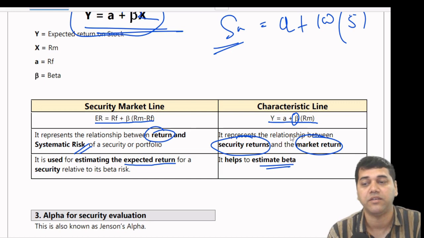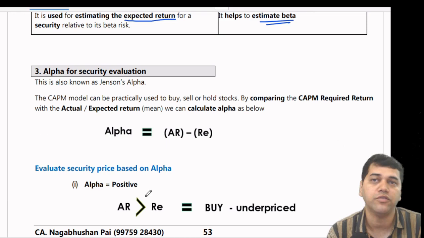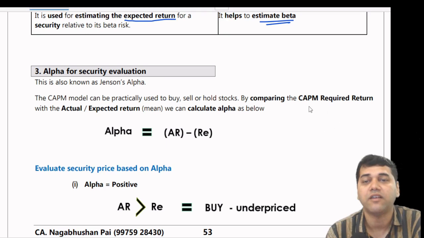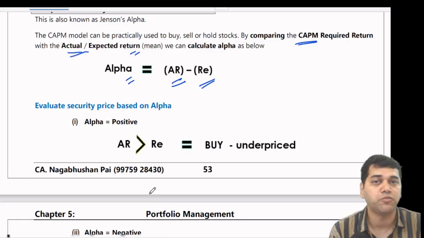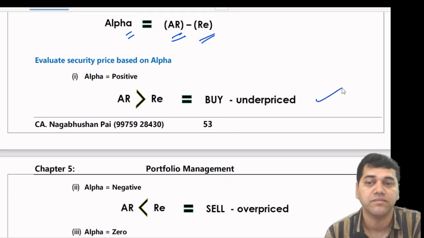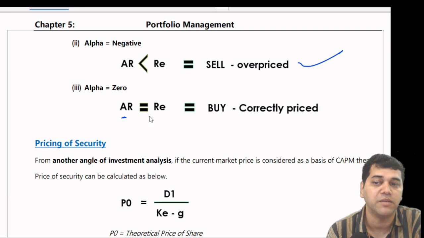So we will continue with the theory and discuss alpha also. Then we can start solving all the related problems. This alpha is also called Jensen's alpha. The CAPM model can be practically used to buy or sell. That we already discussed, capital asset pricing. So you are going to compare actual with expected. What is alpha? The difference between the actual return and the expected return as per CAPM is the alpha. If your alpha is positive, you are going to get more return than you expect, so buy it. If alpha is negative, sell it. And if alpha is zero, your actual return is equal to the expected return, so it is correctly priced.